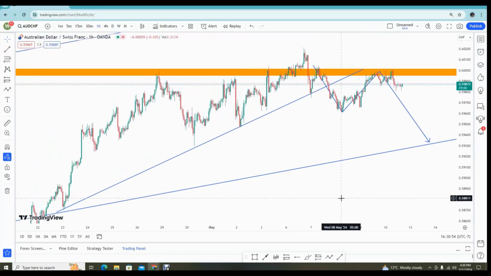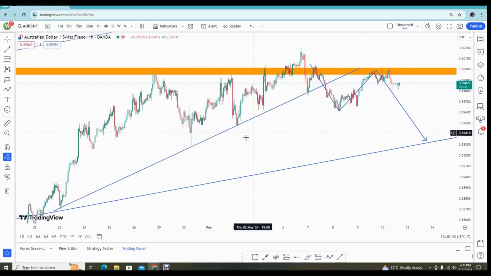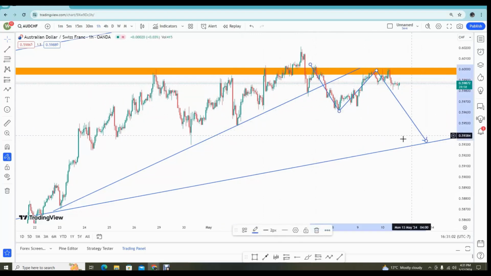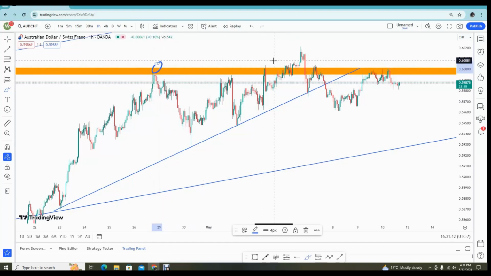So guys, as I said, on the low time frame, just keep everything simple. You don't have to do complicated things. We can clearly see that the zone is being respected, and we got a breakout.